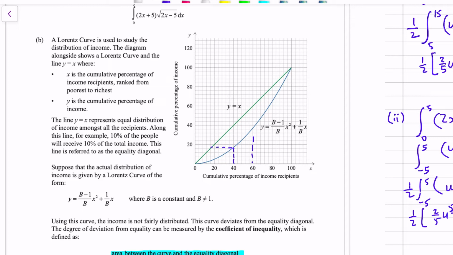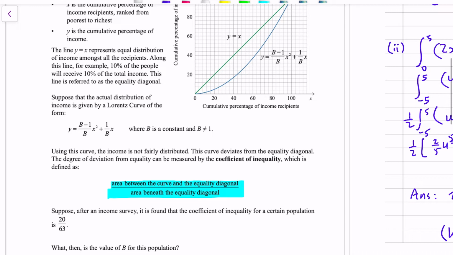And if you had y equals x, that would be 50% of the country earning 50% of the money, 100% of the country earning 100% of the money. So everyone would be fair, a fair society. So that's where this coefficient of inequality comes in. If the area between the curve and the diagonal is zero, that would mean the curve is y equals x. There's no area between. And so a coefficient of inequality of 0 would say that society is fair.